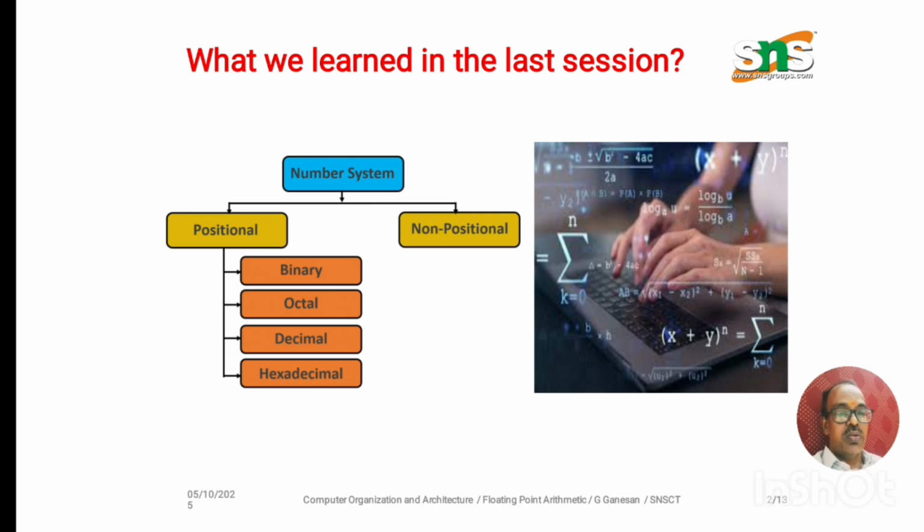In the last two sessions, we studied the basic types of number systems and their conversions, and binary addition and binary subtraction. We also studied binary multiplication and division. In this session, I will show you another type of number system, floating point number systems.